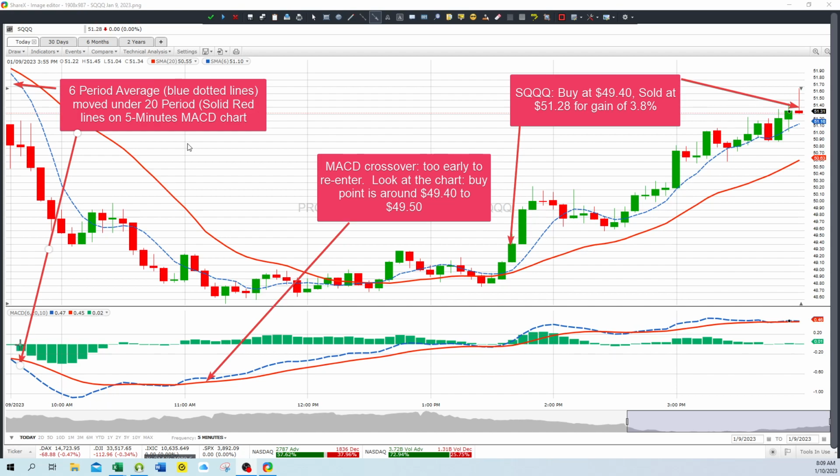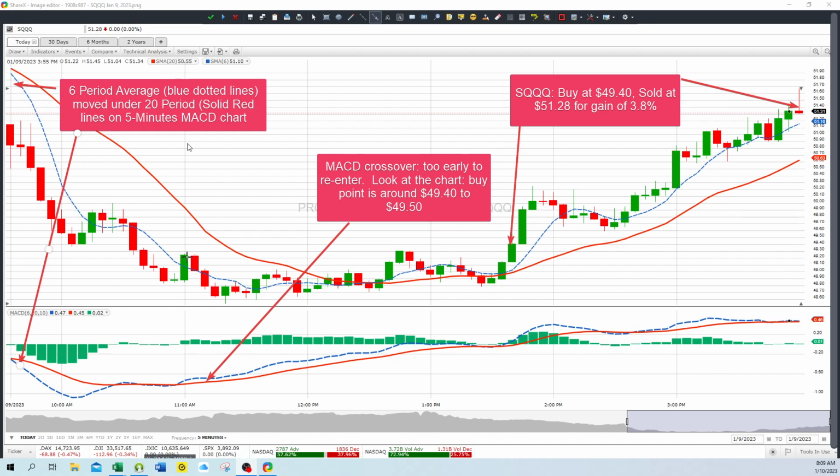Now, what happens is this MACD down here is trying to predict the future, or that's what it supposedly does. But you still got to look at the chart. So when it crossed over here, I did not take a position, because when you look at the chart, it was still going down or going sideways, basically going nowhere.